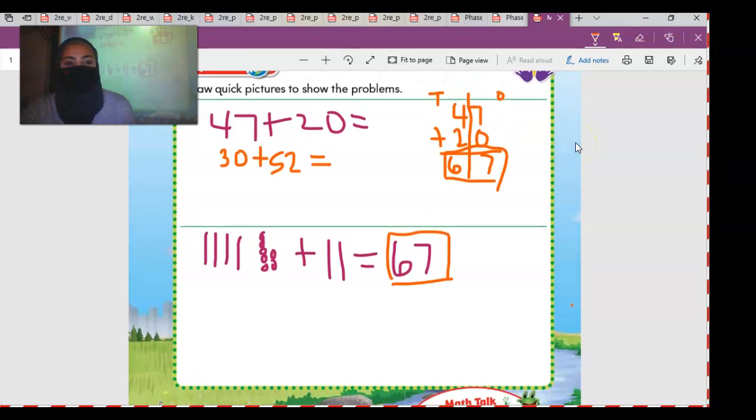30 plus 52. So first let's do it the picture way. So we have 3 tens and how many ones? 0 ones plus 5 tens.